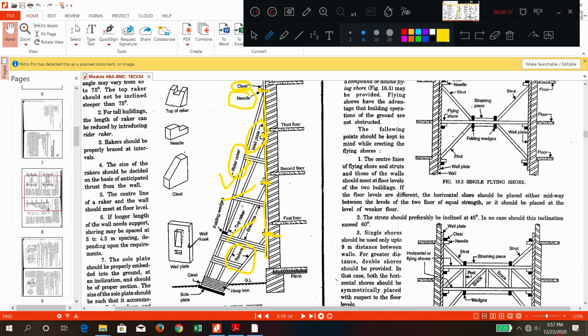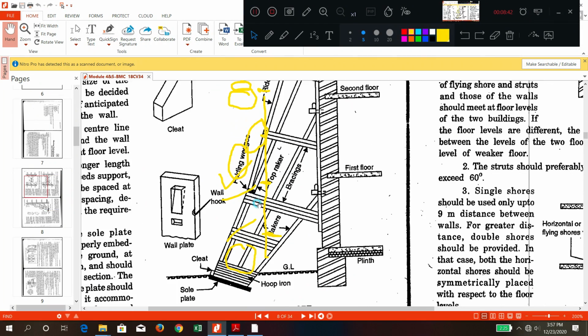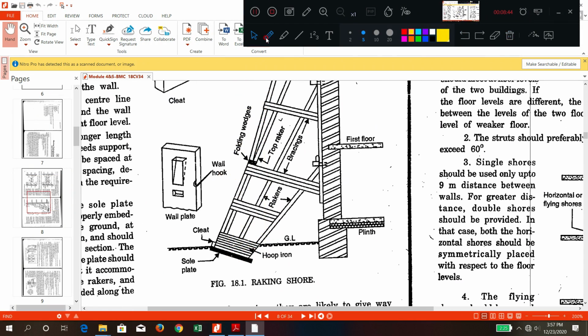Can you see at the bottom? I'll make it more enlarged. Is it visible? At the bottom, at the ground level, you have one sole plate. Can you see this one, in black color? This is called the sole plate. On that sole plate, all rackers will come and meet, and this is bound with what? Hoop iron. So all these are bracings, called bracings or cross bracings.